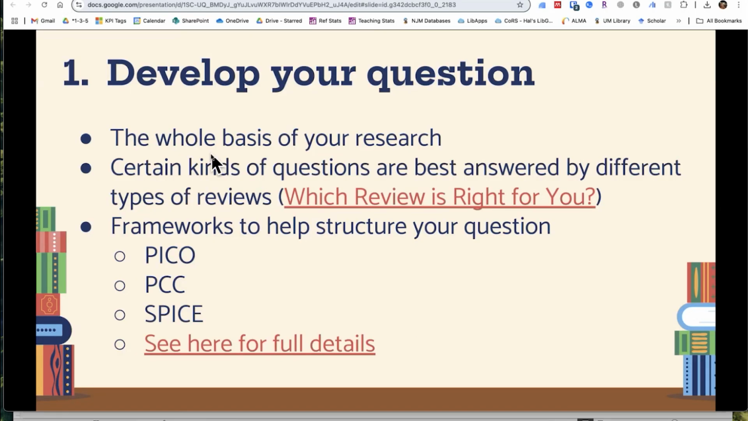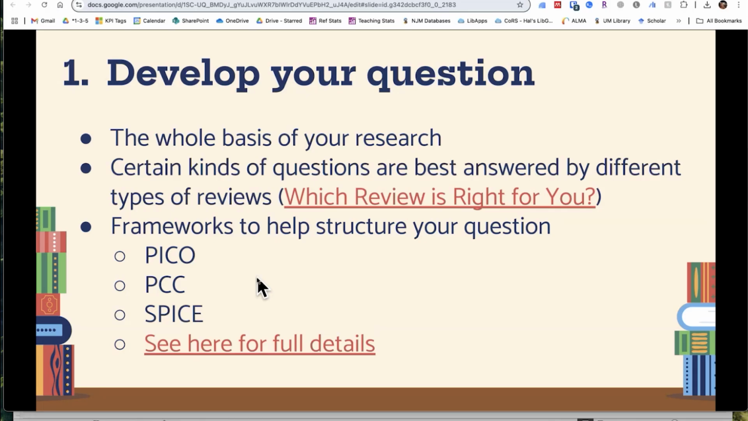Okay, so once you have your question, once you have your review type, you really want to then help structure your research question. So asking an answerable question is very important for a systematic review.